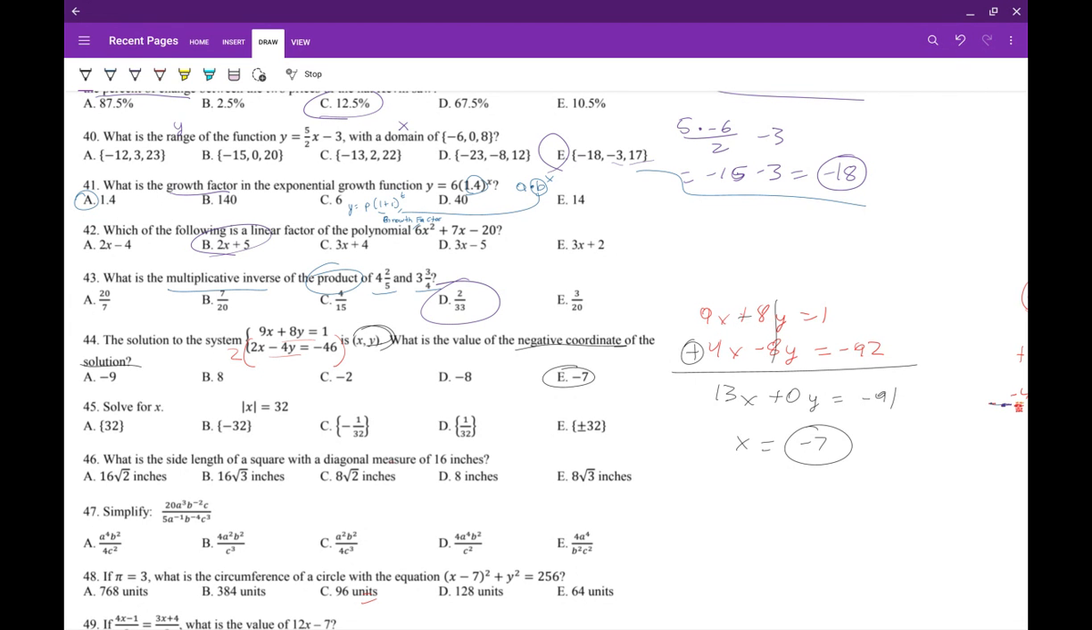But if they ask for the y coordinate, all you'd do is plug -7 back into any of the equations. I'd plug it back into the first one. 9 times -7 plus 8y equals 1. -63 plus 8y equals 1. 8y equals 64 by adding 63 on both sides. y equals 8. So your solution would be -7 comma 8. At the point -7 comma 8 on the coordinate grid, these two lines would intersect.